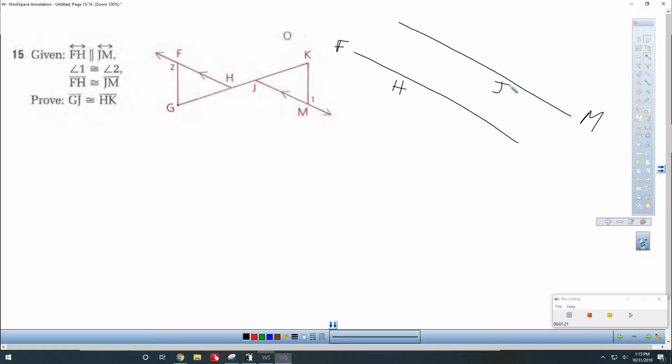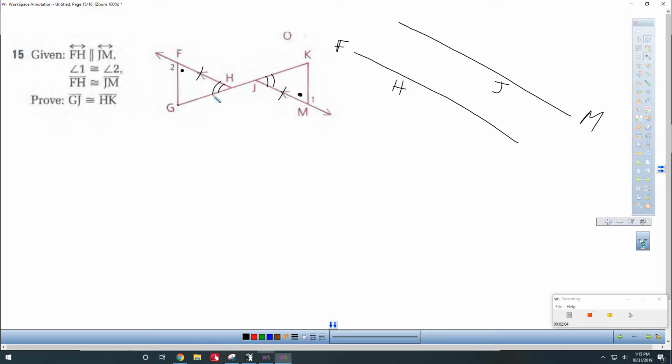Now, it tells you that angle 1 is congruent to angle 2. And I think what we're going to have to do there is use some congruent sups to get to that. And then it also tells you that FH is congruent to JM. So if I can get these dotted angles to be equal by congruent supplements, and I know that those are congruent by given, I'm thinking angle side angle on this one. How could I prove that that angle is congruent to that angle?